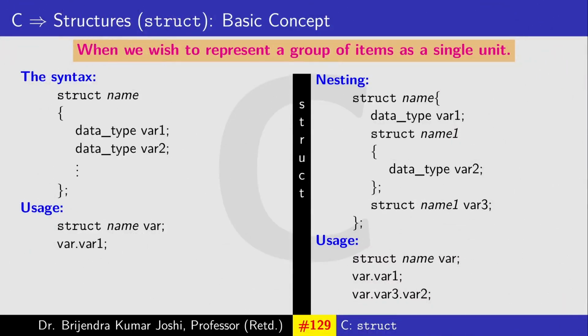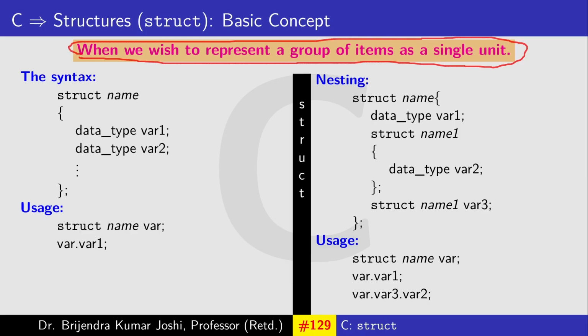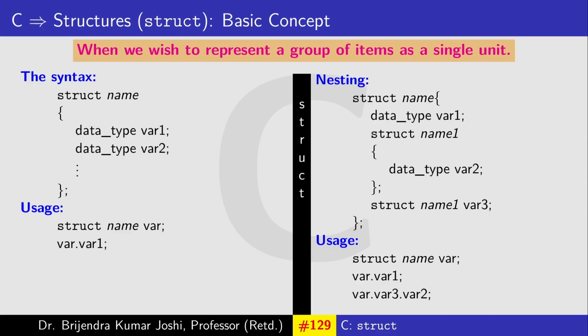So why do we require a structure? Whenever we wish to represent a group of items as a single unit, then we tend to make use of structures, that is a struct. So the syntax is simple. This is a keyword struct, and after this you can use any legal name which is unique in this scope. Then opening brace and closing brace terminated by semicolon, and within this pair of braces you can declare and define as many variables of any type, legal type, as you require.